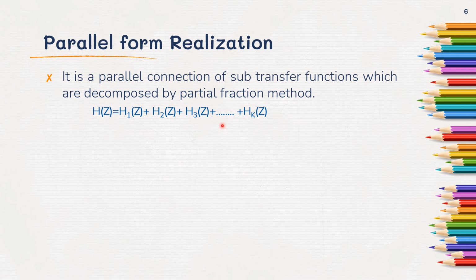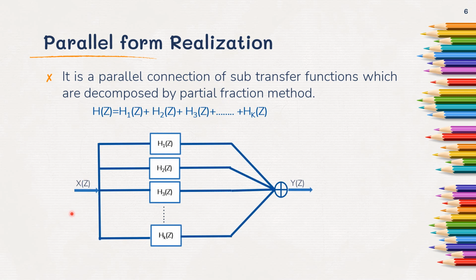Now, how do I represent it? The pictorial representation is: you have X of z, and the overall transfer function H of z is decomposed into a number of transfer functions which are connected like this. All the outputs are given to a summer, and you get your output Y of z. Once again, each of the individual transfer functions is going to be implemented by using direct form 2. That you have to be very clear about.